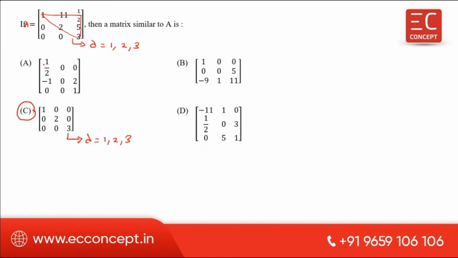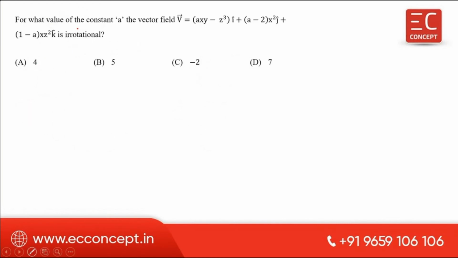Okay, so next one. For what value of the constant A is the vector field V bar equal to so on and so forth irrotational? Irrotational means what? Delta cross F vector is equal to 0. So delta cross F vector we can write as the determinant of i vector, j vector, k vector, dou by dou x, dou by dou y, dou by dou z.